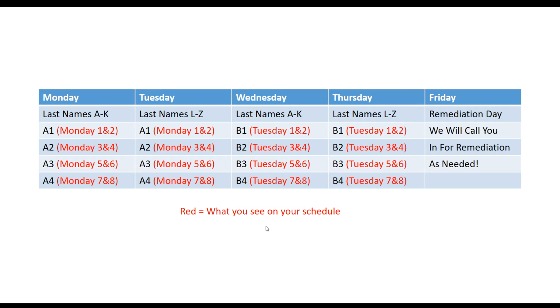And guys, I put in red what you actually see on your schedule to try to help you if you were one of the people that highlighted or maybe wrote on your schedule or something like that so that you could keep up with it.